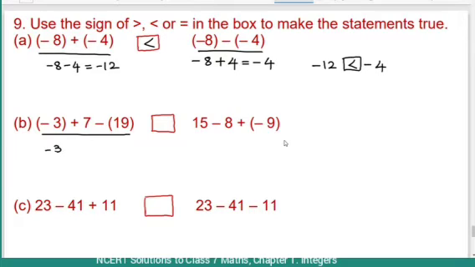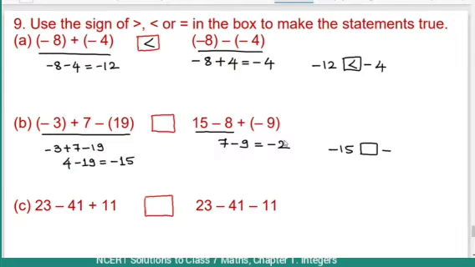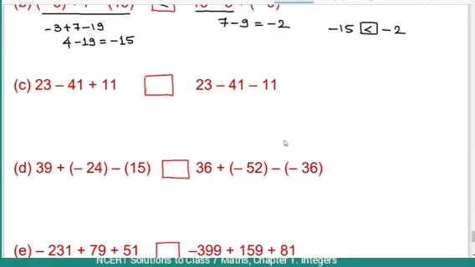B, minus 3 plus 7 and minus 19 becomes 4 minus 19, that is minus 15. 15 minus 8 is 7. 7 minus 9 is minus 2. Therefore, minus 15 is less than minus 2. So in the second also we will be getting lesser symbol.